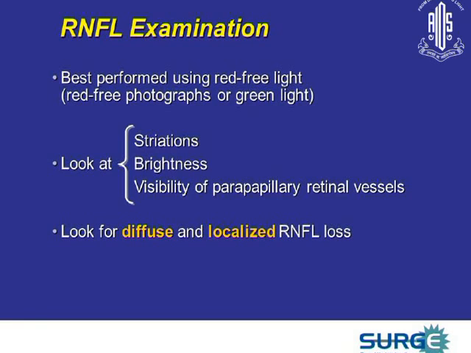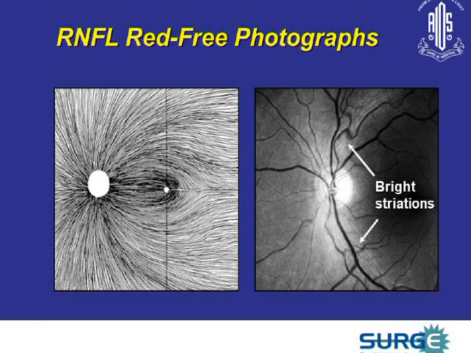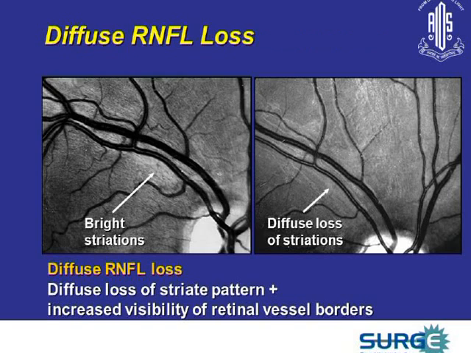If the vessels are seen better, that means that the nerve fiber has got eroded, and you can look for what we call diffuse defects and localized defects. So this is the normal distribution of the nerve fiber in the retina, and usually it is concentrated on the upper and lower poles, and the lower pole has got more striations. This is the normal. You have to familiarize yourself with what is normal and then start looking at abnormal.